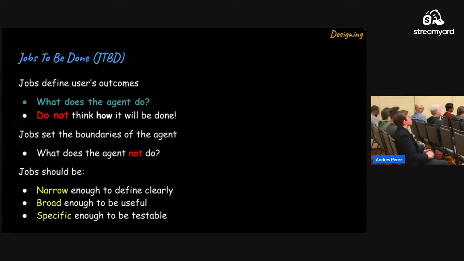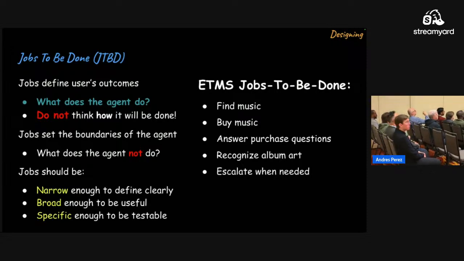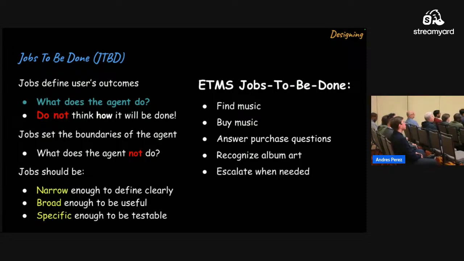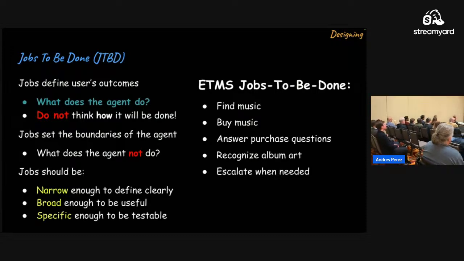All right. So in context of that website that I built, what are my jobs? I want to find music. I want to buy music. I want to answer purchase questions. I want to recognize an album. One of the things I did, I didn't show you because I didn't want to demo, is you get your phone on the agent, you take a picture of an album cover, and it tells you what the cover is. Okay, what type of music is in there? This song. Okay, let me listen to the first one. And also escalate to a human when needed. Those are the jobs that the agent is going to do.